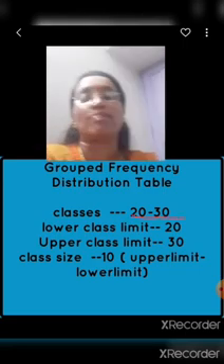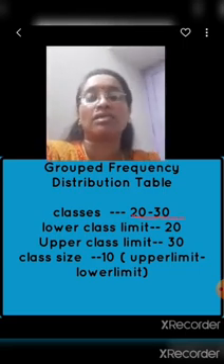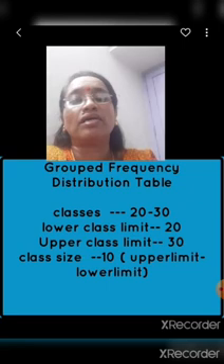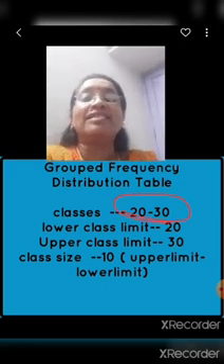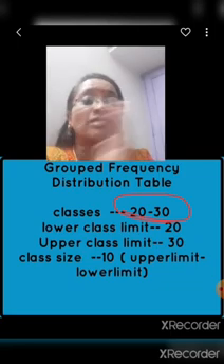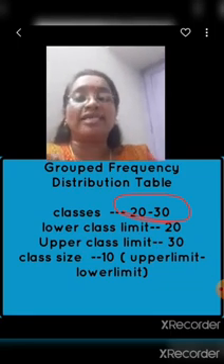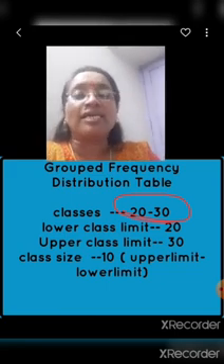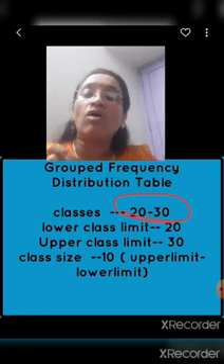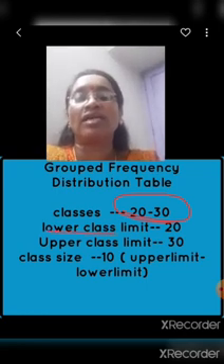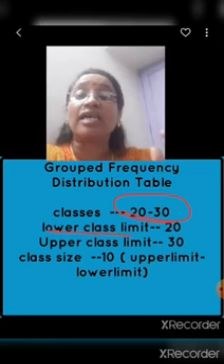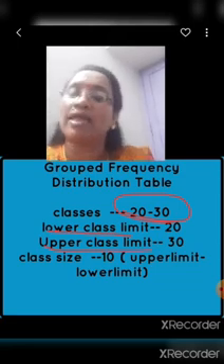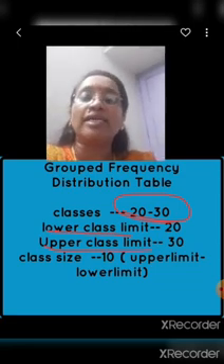You need to know some terms about these classes. In this 20 to 30, 20 and 30 are the limits of this class. And 20, that is the left side number, is called the lower class limit. And 30, that is the right side number, the second number, is called the upper class limit, or simply upper limit.